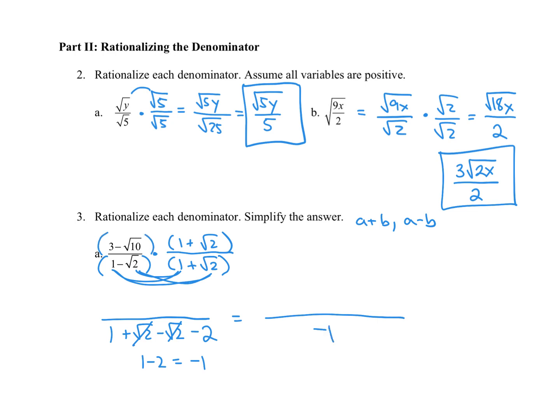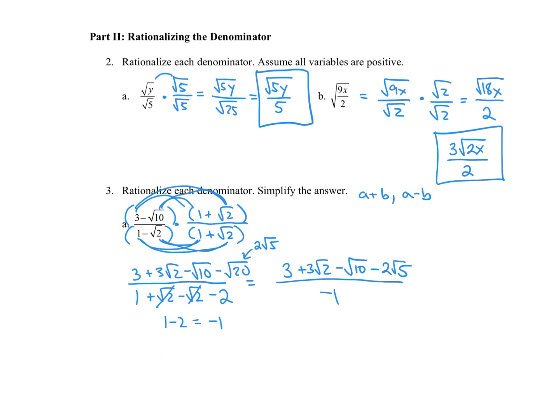Now on the top, I have to distribute as well. So I do 3 times 1, which is 3. 3 times the square root of 2, which is 3 radical 2. Negative radical 10 times 1 is negative square root of 10. And negative square root of 10 times positive square root of 2, since they're both radicals, I multiply them together and I get negative square root of 20. I can simplify the square root of 20. That's 2 square root of 5. So I get 3 plus 3 radical 2 minus radical 10 minus 2 radical 5.